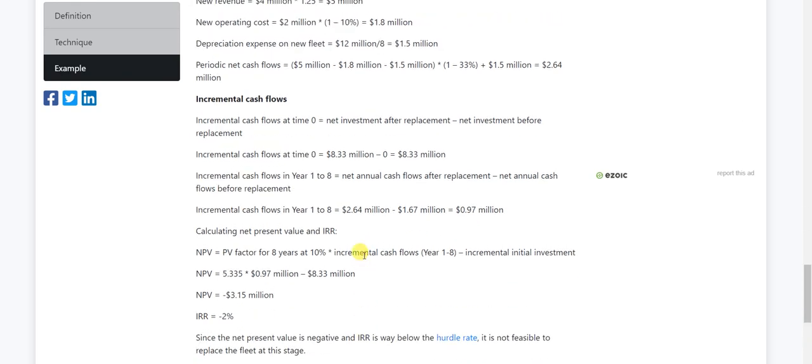So calculating net present value: that is the PV factor for 8 years at 10% times the incremental cash flow in years 1 to 8, minus the incremental initial investment. So NPV is 5.335 times 0.97 million minus 8.33 million. So NPV is negative 3.15 million. The IRR, internal rate of return, is 2%. Since the net present value is negative and the IRR is way below the hurdle rate, it is not feasible to replace the fleet at this stage.